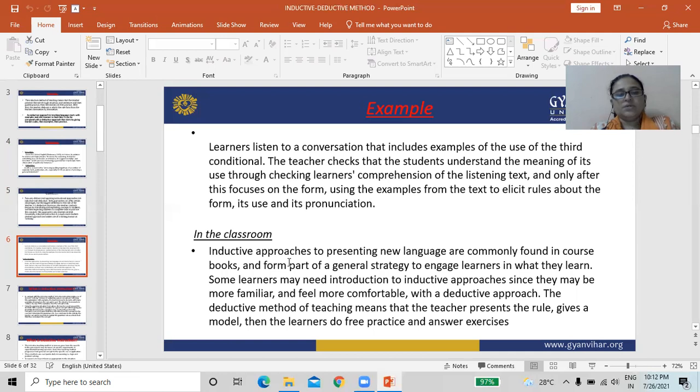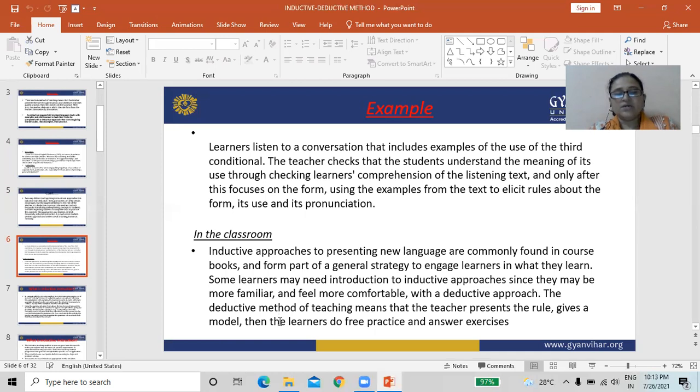In the classroom, inductive approaches to presenting new knowledge are commonly found in coursebooks and form part of the general strategy to engage learners in what they learn. Some learners may need an introduction to inductive approaches since they may be more familiar and more comfortable with a deductive approach.